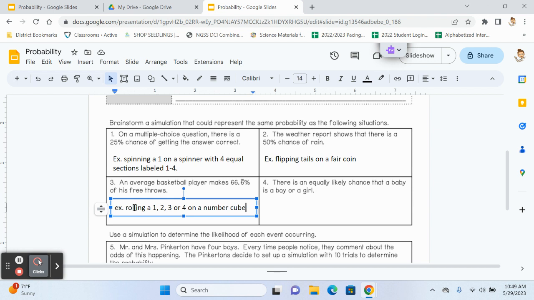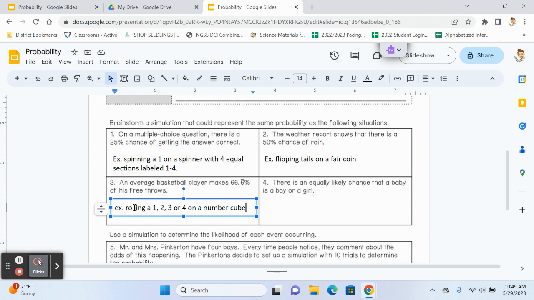If I rolled a 1 or a 2, that's a 2 out of 6 chance. A 1, 2, or 3, 3 out of 6 chance. A 1, 2, 3, or 4, that's a 4 out of 6 chance. And 4/6, if you look at that fraction, simplifies to 2/3.